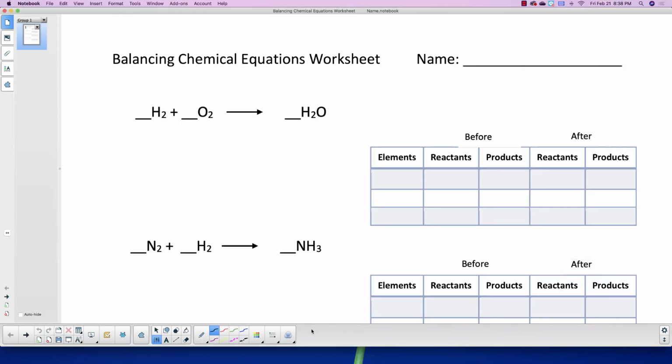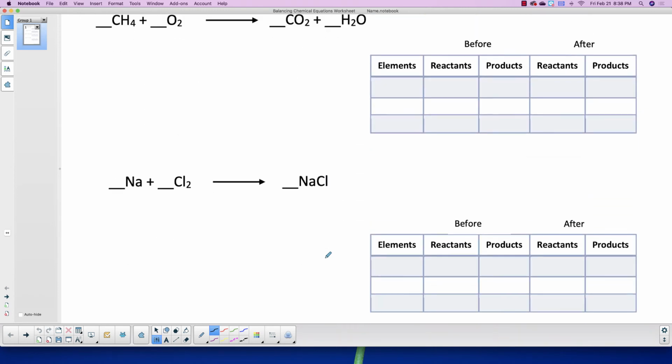Alright guys, welcome back. So here's the worksheet that we worked on in class. And you'll notice that the first 2 chemical equations are the ones that we just did. And so I'm not going to go through these with you because we just did that, but I do want to go through the next 2.